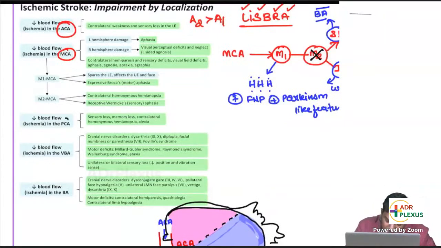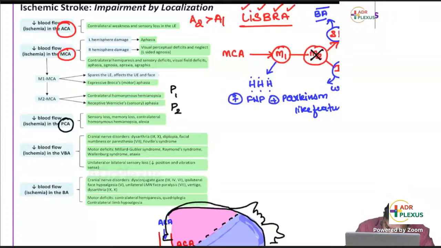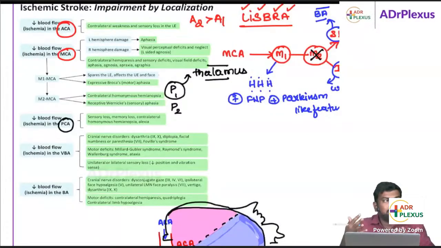Then next is the PCA getting involved. Whenever the PCA, the posterior cerebral artery, is involved, it has two segments, P1 segment and P2 segment, right? Clear? The P1 segment is going to supply the thalamus. So whenever the P1 segment gets involved, what syndrome is the patient going to develop? He is going to develop thalamic Dejerine-Roussy syndrome.